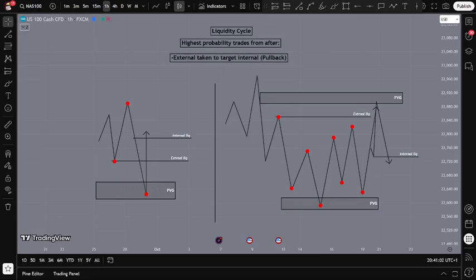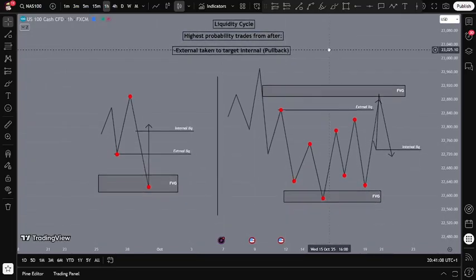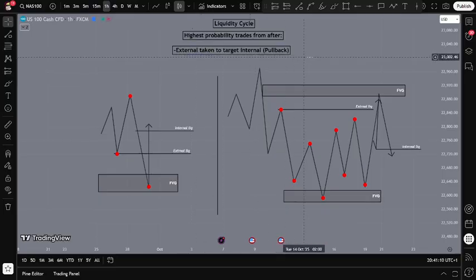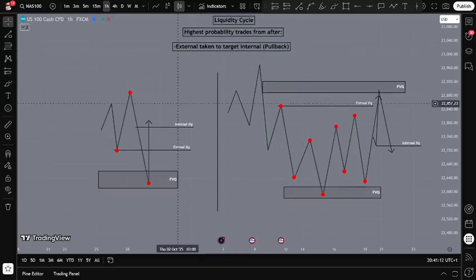So today I'm going to be talking about the liquidity cycle and when the highest probability trades form after. So the first one is external taken to target an internal pullback trade. So this can only be used as a pullback trade.